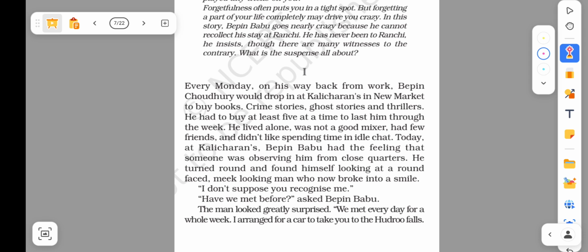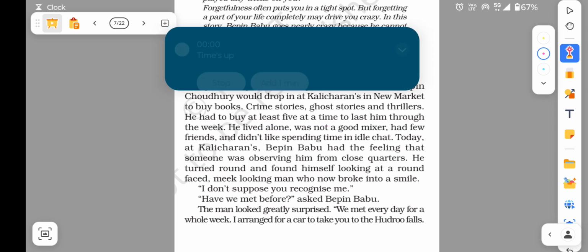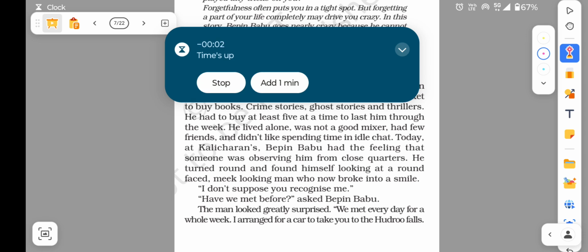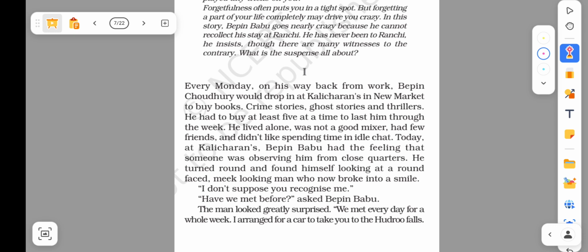And when the interviewer asks what books have you read till now, at that time we don't have any answer. But this man actually is a particular reader, and he likes to read books. Okay, so that's why he used to buy at least five books at a time. He lived alone, was not a good mixer, had few friends, and didn't like spending time in idle chat.